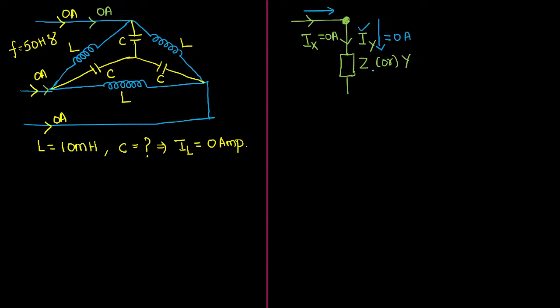And this IY will be 0 only when there are two possibilities. Now I am just asking, determine the value of the impedance for which the value of IY will become 0. That is the question. Yes or no? You know, according to Ohm's law, IY is the current flowing through the impedance. It can be written as voltage drop across the impedance divided by the value of the impedance.